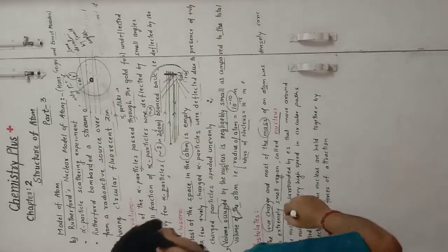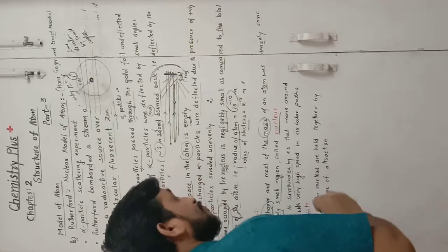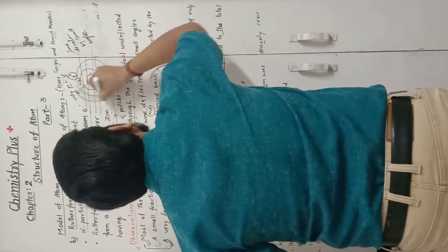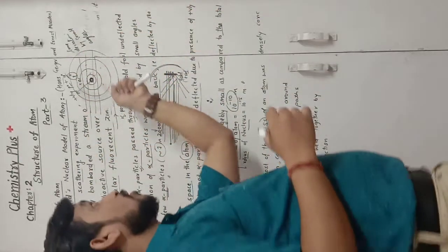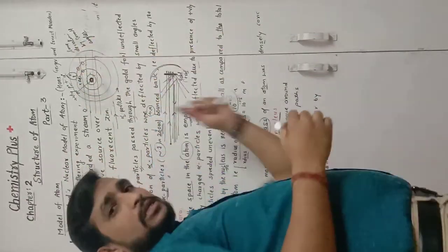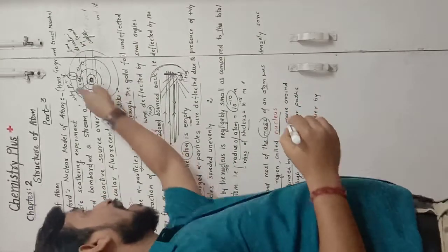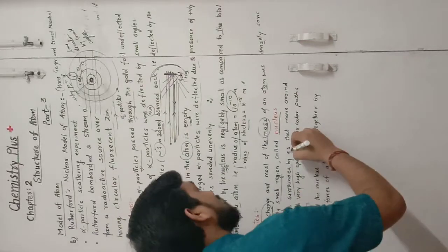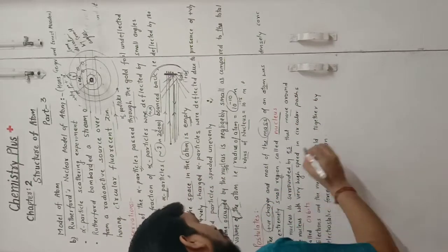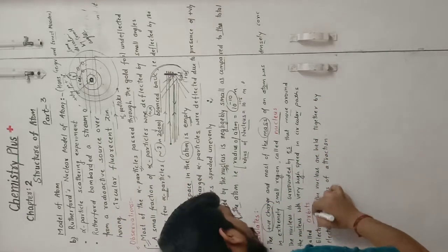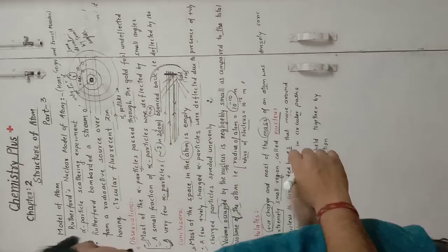The second thing is that the nucleus is surrounded by electrons. Means around this nucleus, the electrons are revolving in a fixed circular path around the nucleus with a very high speed, and this circular path is known as the orbit. So the nucleus is surrounded by electrons that move around the nucleus with very high speed in a circular path, which path is known as the orbit of this atom.